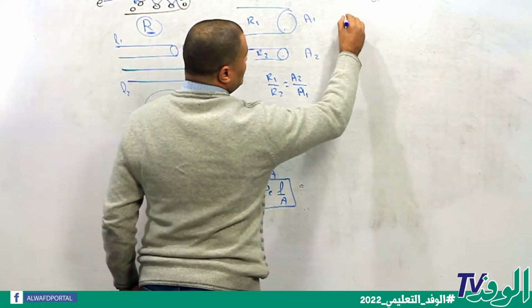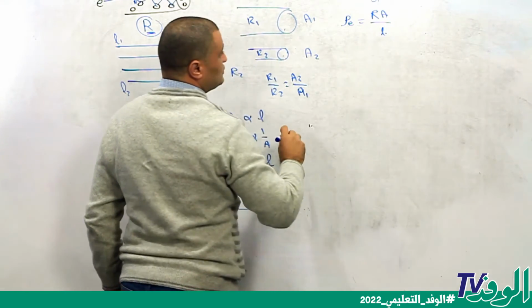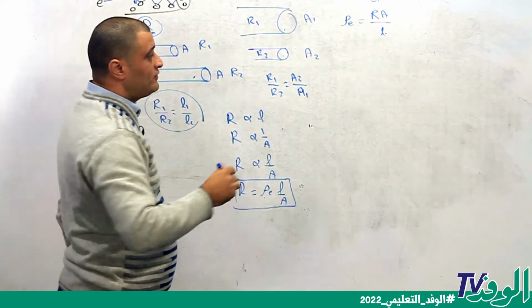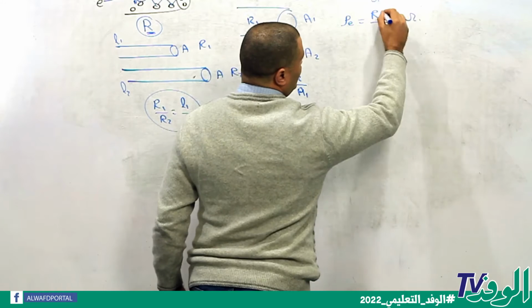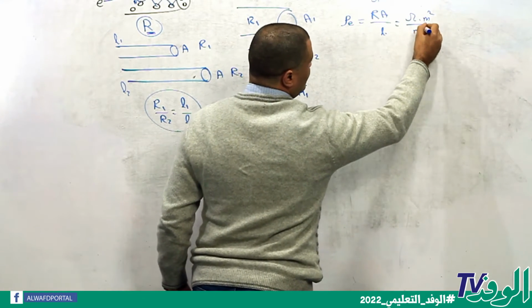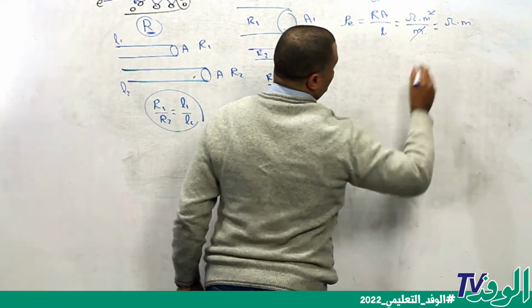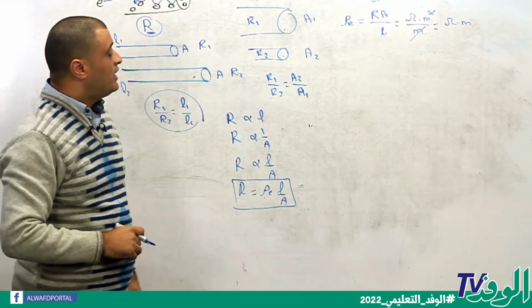Rho equals R times A divided by L. So we can conclude the unit of rho from this rule. Here R in ohm, area in meter squared, length in meter. Simplifying them, it equals ohm dot meter. It is the unit of resistivity.